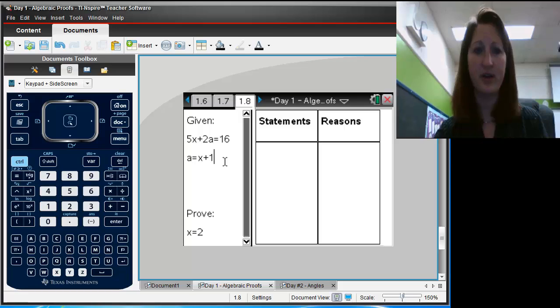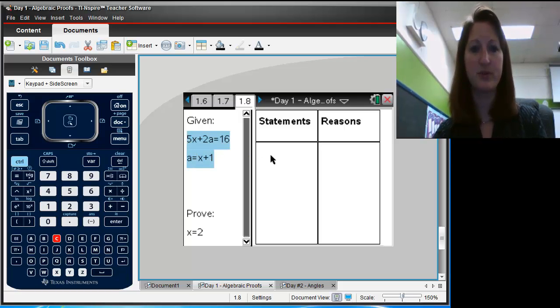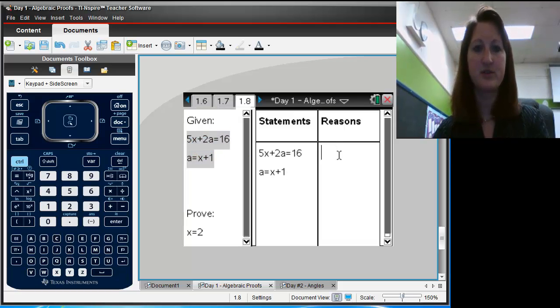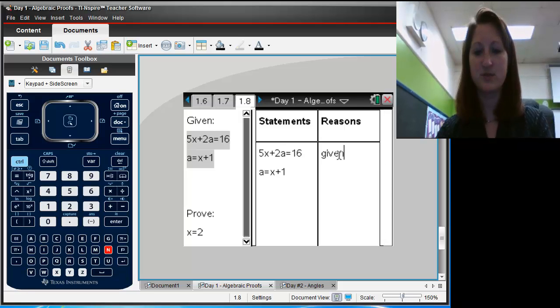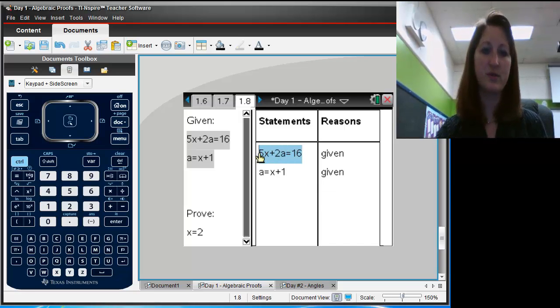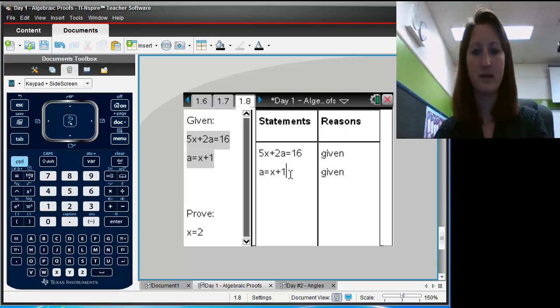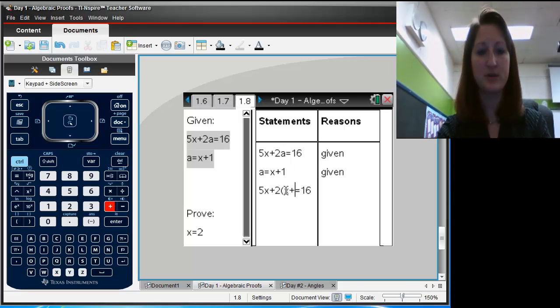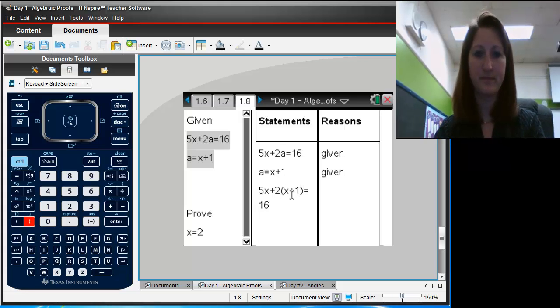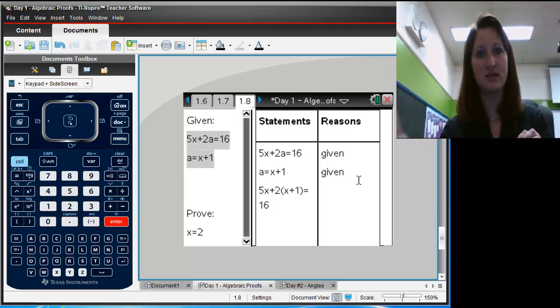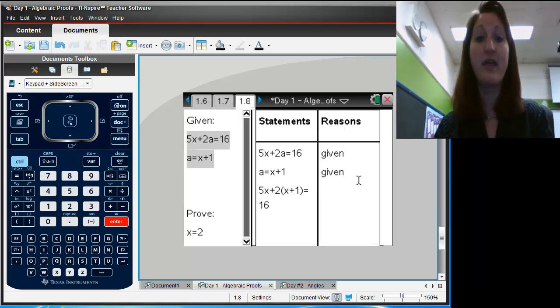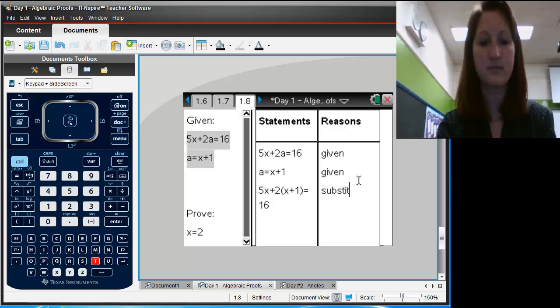So first thing I'm going to do, like always, is take my 2 givens and put them in my proof. So the reason the first statement is true is because it was a given, and the second one was also a given. Now what I'm going to do is take this first equation and wherever I see a, I'm going to replace it with x plus 1. Now, what did I do there? I took something and plugged it in for something that it was equal to. That's called substitution.